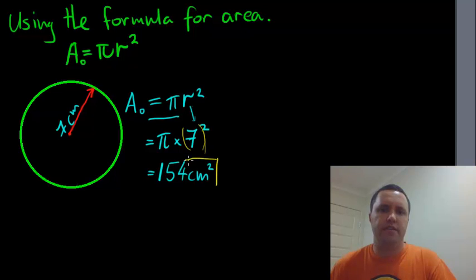Please do not forget this unit, okay? Remember, it's important. We're talking about area. If you just leave it as 154, it doesn't mean anything. If you just have 154 centimeters, that's a length, not an area. You've got to have centimeters squared, because remember, it's radius times radius, centimeters times centimeters gets us centimeters squared, okay? So pretty much that is how you use this formula.